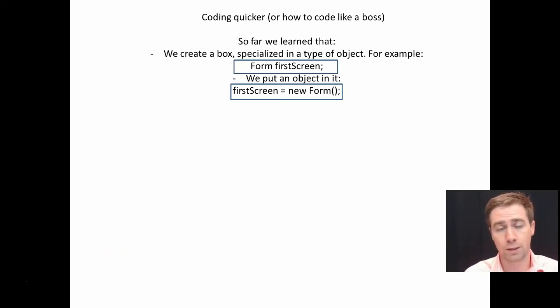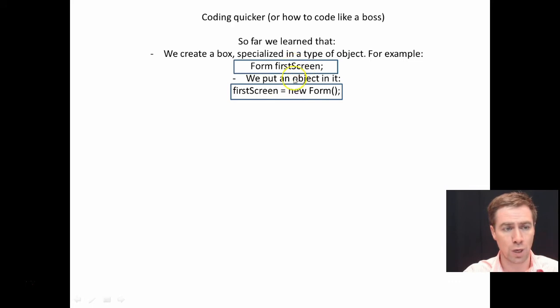Always the same thing, that in order to do things in coding we need to create boxes. These boxes specialize in containing types of objects, just one type of object for one box. And then we put objects in the box. This is what is on screen here.